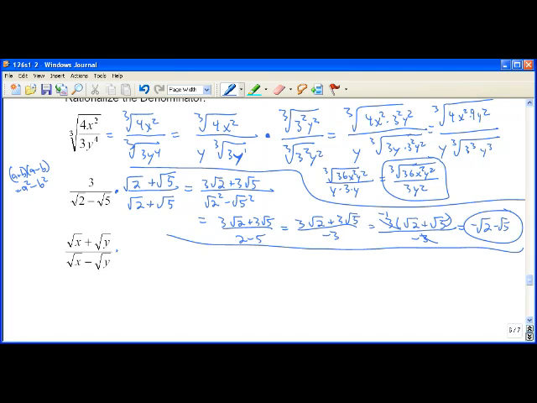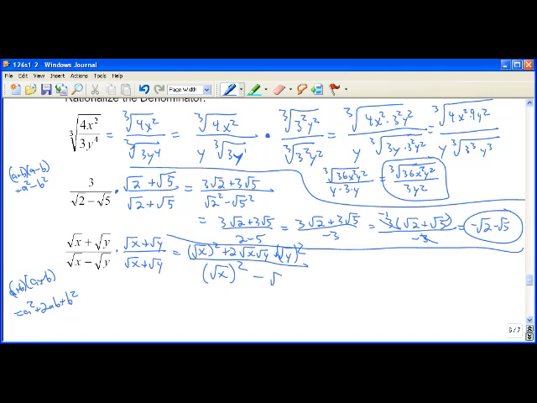This last one, the conjugate, is going to be the square root of x plus the square root of y. So the numerator, what we have is the case (a plus b) times (a plus b), which is a squared plus 2ab plus b squared. So it's going to be the square root of x squared, plus 2 times the square root of x times the square root of y, plus the square root of y squared, all over the square root of x squared minus the square root of y squared.